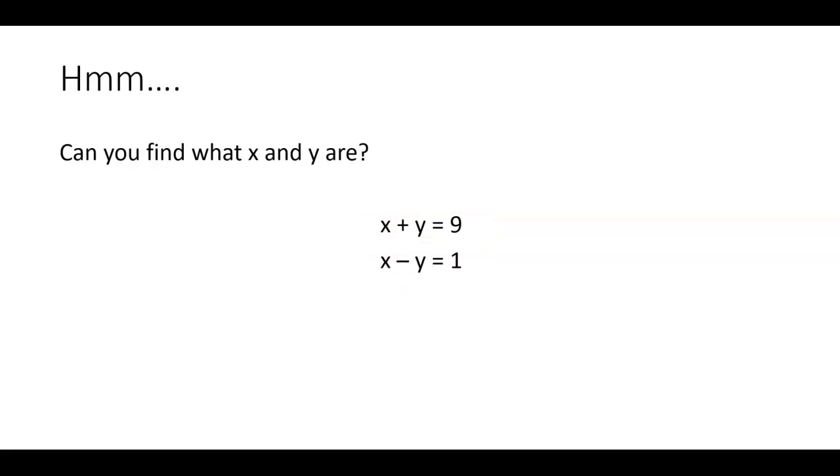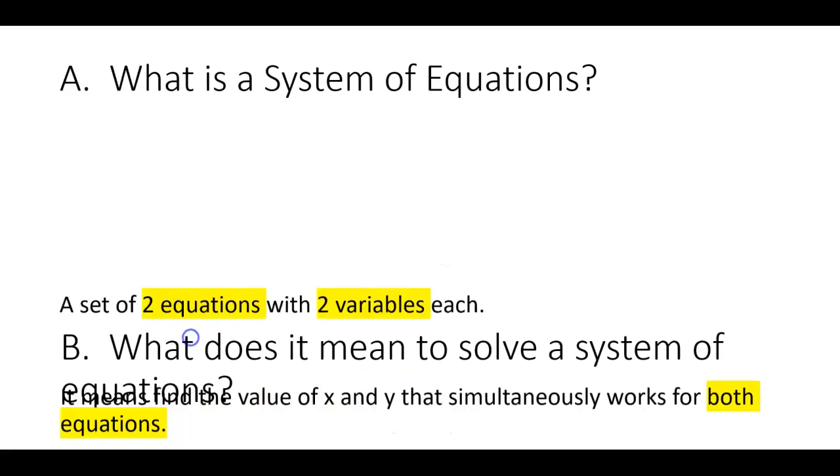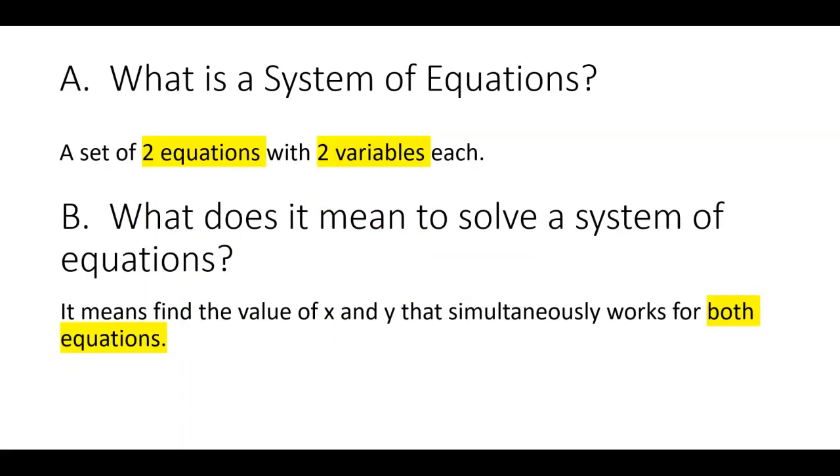All right, so that's what a system of equations is, and that's what a solution is. So there are some blanks for you guys to fill in on your notes. I'll read it while you guys are writing. A system of equations is a set of two equations with two variables. And what does it mean to solve them? It means that we want to find the value of x and y that simultaneously works for both equations. All right, shall we proceed?